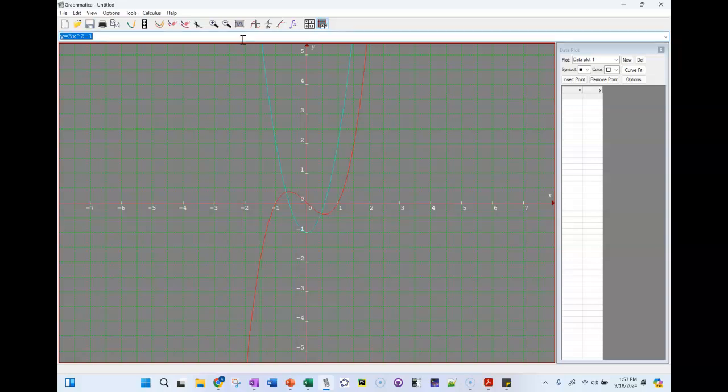There's my derivative. Notice where I have horizontal tangents, my derivative is 0. Where my function is increasing, so from like negative infinity up to here, my derivative is above the x-axis. Where my function is decreasing, my derivative is below the x-axis. And then where my function is increasing again, my derivative is above the x-axis again.